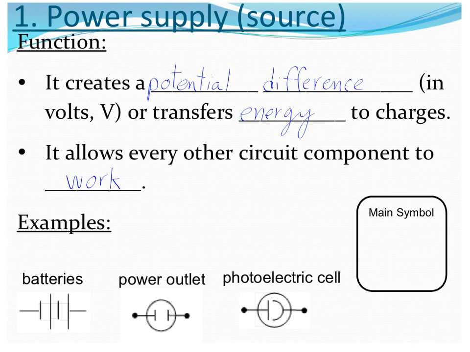Now, there are many different power sources or power supplies. You can use batteries, you can use the power outlet, you can use a photoelectric cell, which is basically a little solar panel. And these are the different symbols that we should know about power supplies, but the main symbol would usually be this one, where we have a small line and a longer one connected to wire. And the small line is the negative terminal, the long line is the positive terminal.